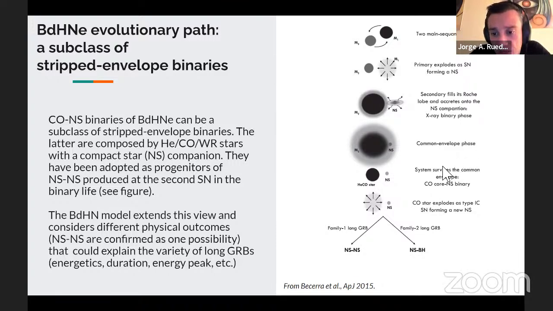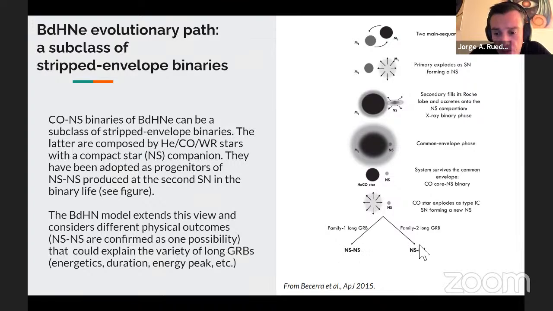If the system survives that, you end with a helium, carbon, oxygen, or Wolf-Rayet star in a binary system with a neutron star companion. Then at the end, you have the second supernova event in the binary life. This is the supernova of this carbon-oxygen star that was left here. And here is where we focused. So the binary-driven hypernova model focused on the possible fates of this system: the second supernova explosion with the neutron star companion.